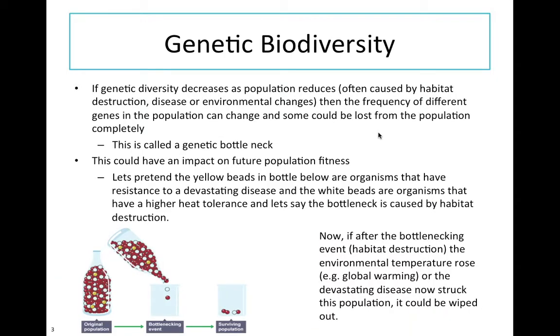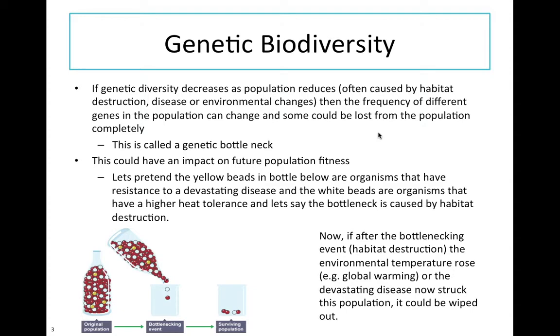Genetic diversity decreases as population reduces, and this is often caused by habitat destruction, disease, or environmental changes. Then the frequency of the different genes in the population can change, and some could be lost by the population completely. This is called a genetic bottleneck, and this can have an impact on future population fitness.